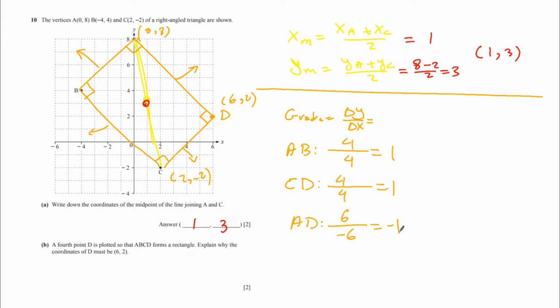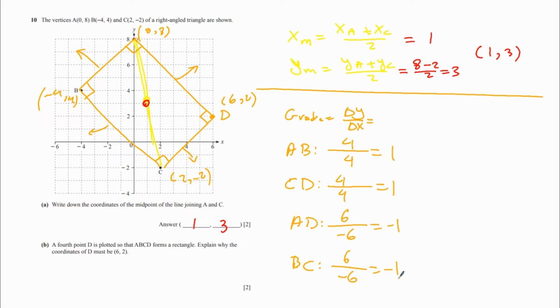And if I look at the gradient of BC, B is minus 4 and 4. So change in y would be 4 minus minus 2, which is 6 again, divided by minus 4 minus 2, which is minus 6 again. So that would be minus 1. Again, AD is parallel to BC.